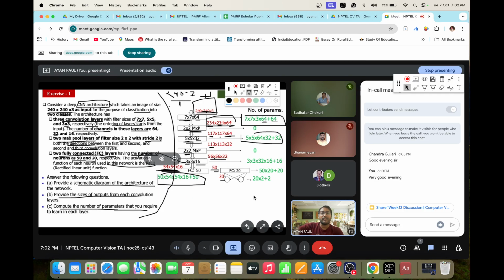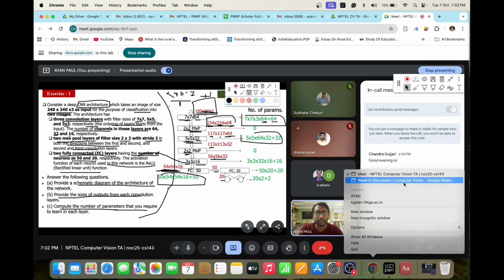So any doubt regarding this? Any portion you have any doubt? I hope this is clear, because this question, not the whole question, but a part will definitely come in your exam or any assignment. Okay, because that is a very very important question. So by that, let's move further.